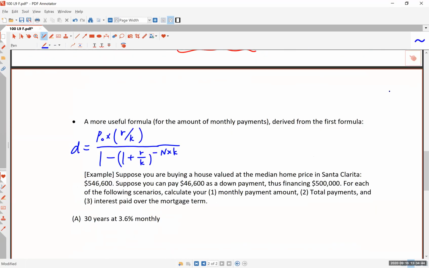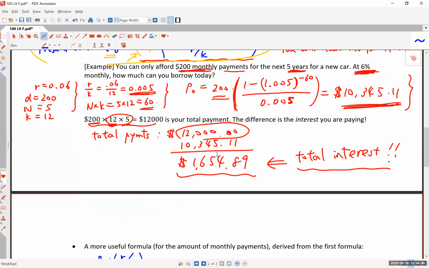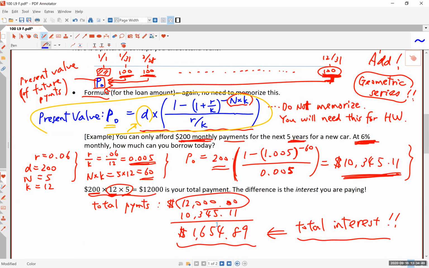Okay, so this is basically the formula. I'll come back to this. Just if I were teaching you algebra, this is what I would do. This entire fraction times d is equal to P naught, right?